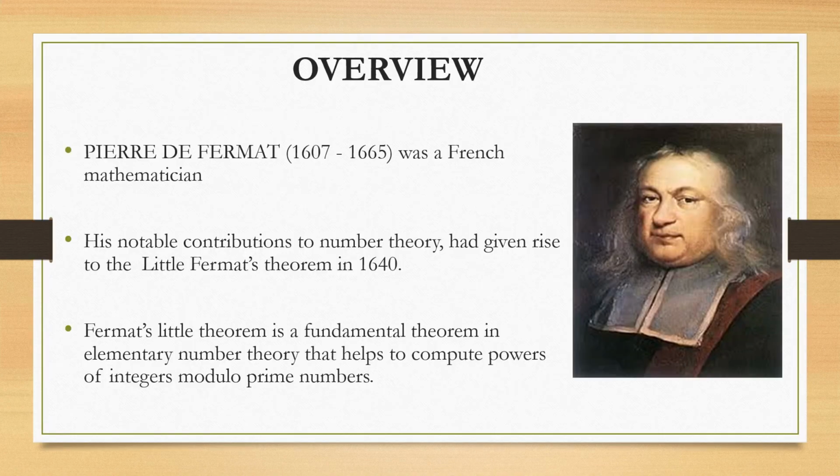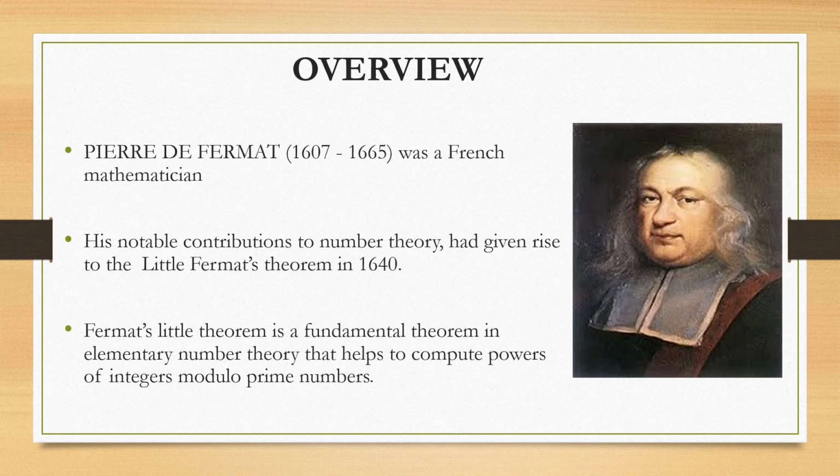Before we get into the presentation, we'll just have an overview of the famous mathematician Fermat. Pierre de Fermat, during the period 1607 to 1665, was a French mathematician, whereas John Wilson was a British mathematician. His notable contributions to number theory gave rise to Fermat's Little Theorem in 1640.